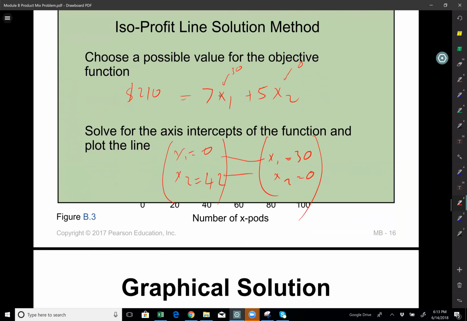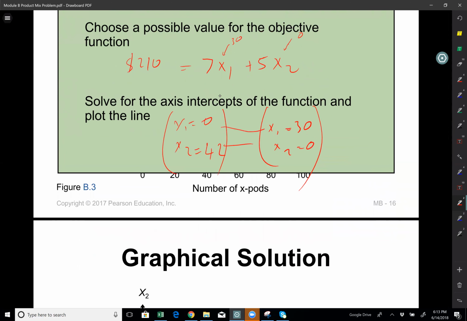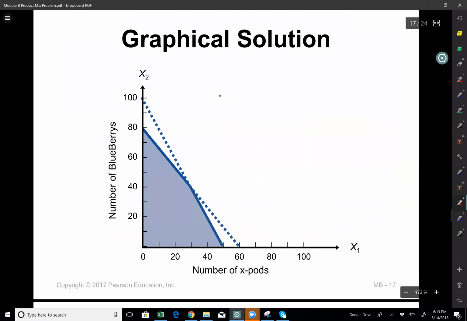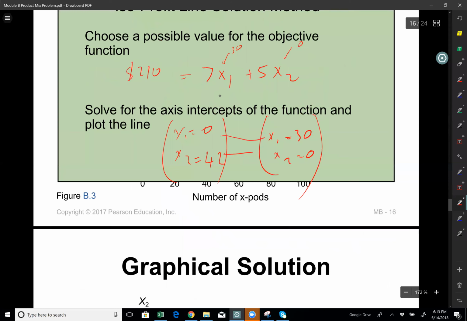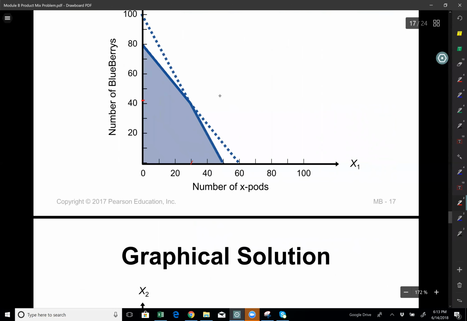So let me show you that line. We said 0, 42, which is 42 here. And if I look at 30 and 0, that is basically right here. So if I connect these two dots, this is my profit line. Any point on this linear line is going to give me exactly the same profit, which is $210.